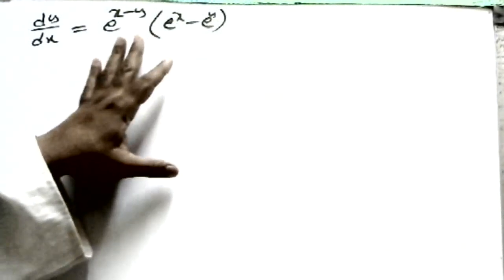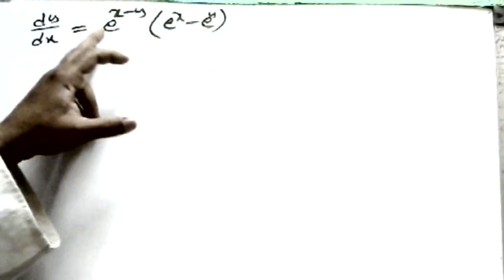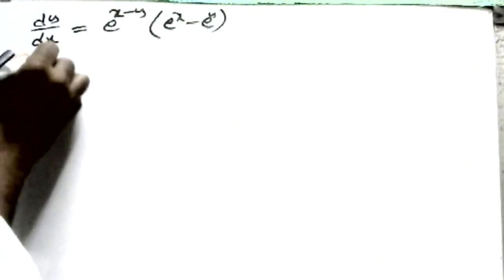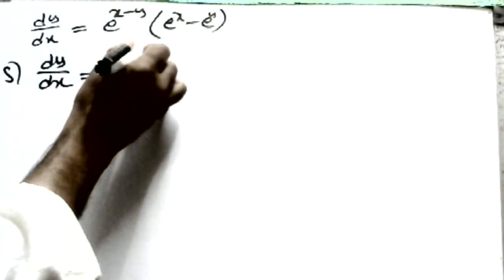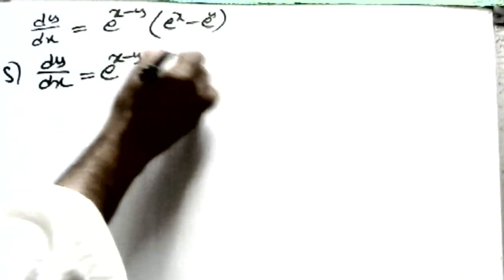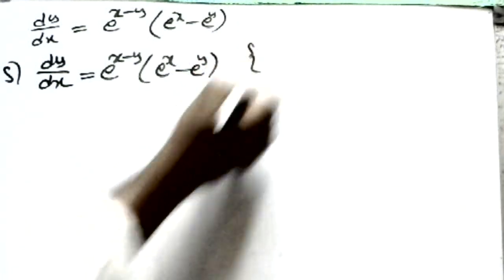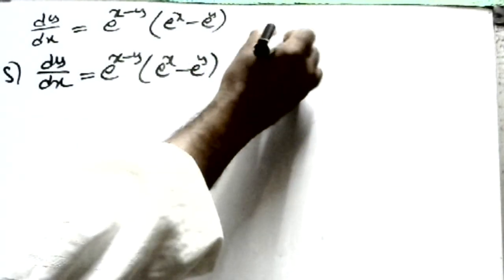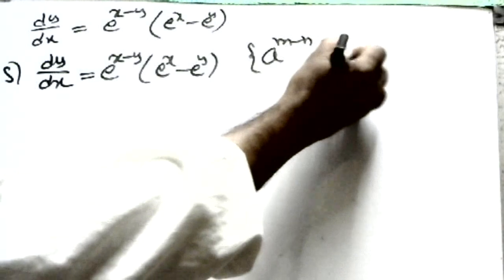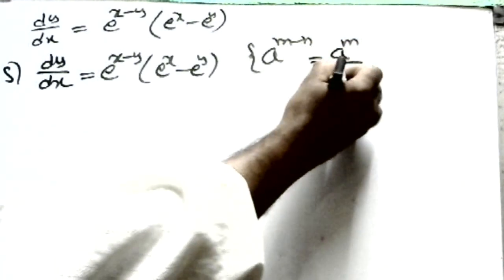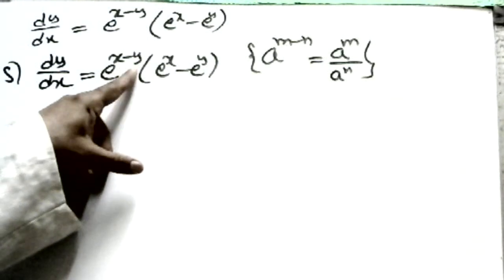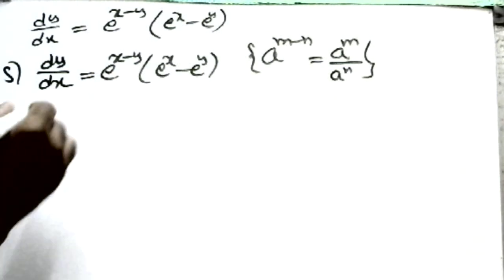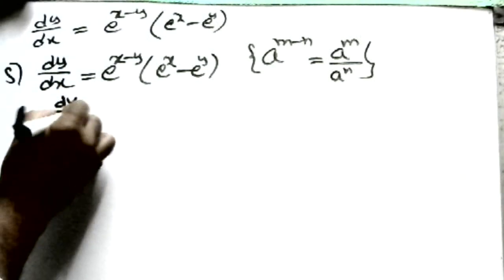Now see here, let me do this last question. See here, this is not the form of Bernoulli's, but it is similar to Bernoulli type. Now let me do one thing. I'm writing once more this question. dy by dx equals to e power x minus y into e power x minus e power y. You see here, a power m minus n we can write a power m by a power n. Okay, so I'm changing this one. E power x minus y is e power x by e power y.